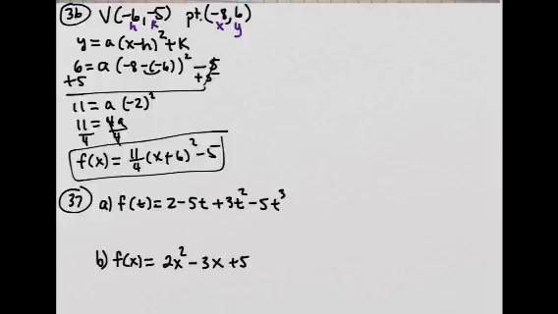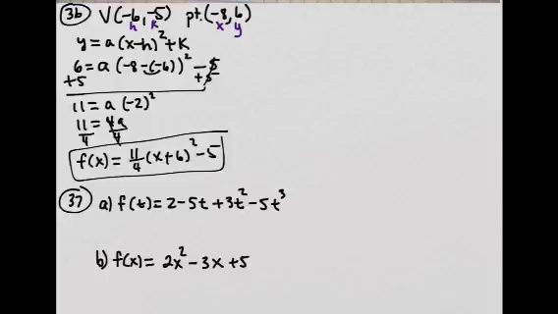Alright, there was a typo on part A. They should all be t's, not x's on the right side. They should all be t's, okay? So they're asking you for the end behavior, the right hand and the left hand behavior of the polynomial.